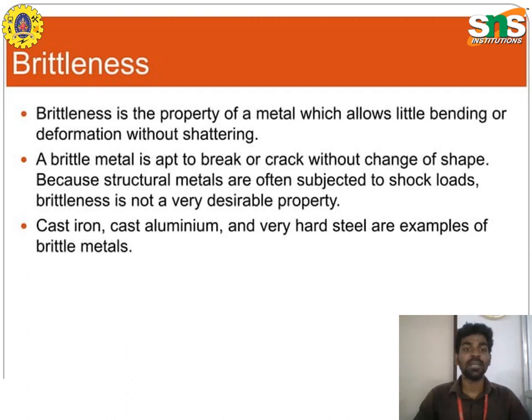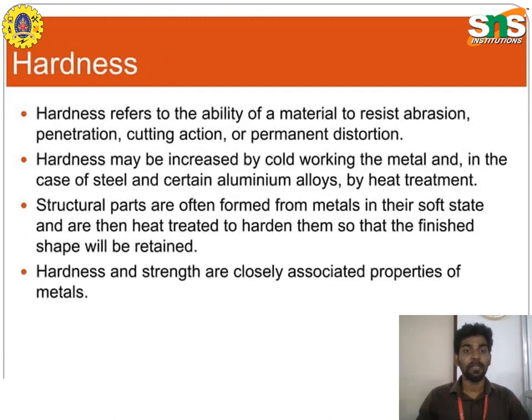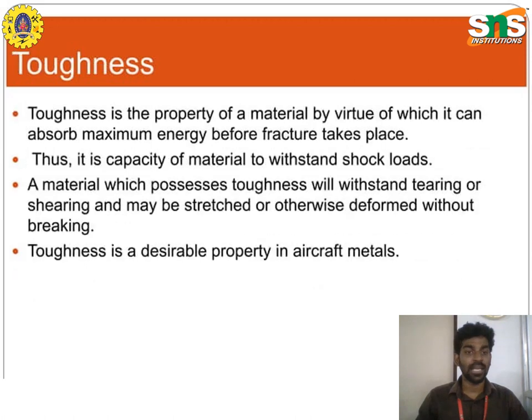Another vitally important material property is brittleness, which allows little bending or deformation without shattering. Cast iron, cast aluminium and very hard steel are examples of such metals. Hardness is a property of steel and certain aluminium alloys obtained by heat treatment. Structural parts are often formed from metals in their soft state and are then heat treated to harden them so that the finished shape will be retained.